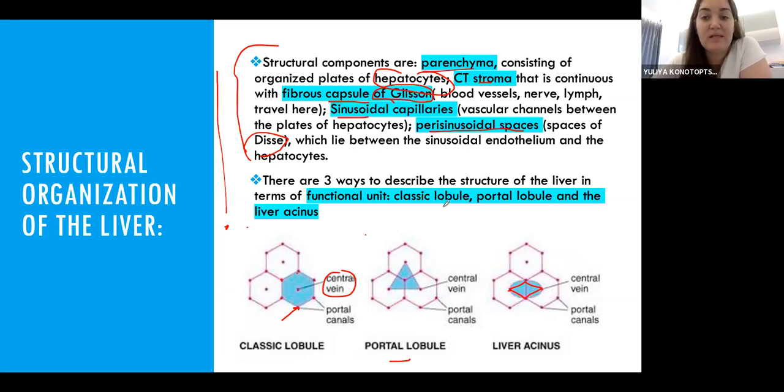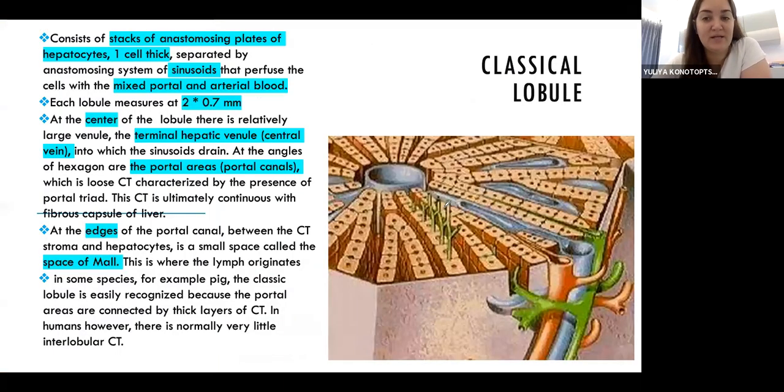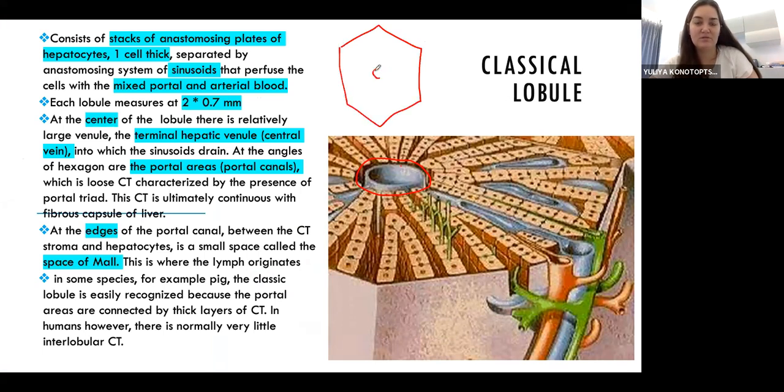So let's begin with the classic lobule, right? What does our classic lobule consist of? How do you call the vessel in the center? Central vein. The classic lobule has a hexagonal shape, right? So if we draw it, this is how it's going to look. It has a hexagonal shape. In the center, there is the central vein. What do you have in the periphery? What are here?